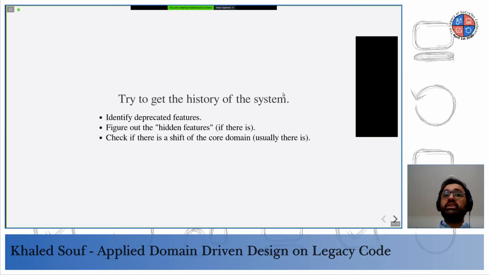And the third one is to check if there is a shift of the core domain, because usually there is. The thing is, at some point when we started working on our legacy system 10 years ago, the core domain was something, and right now maybe it has shifted. One example that I can give you is Slack. The company Slack, before, was a game development company, and they created a channel for gamers. So at some point, they made a shift of the core domain, and their core domain right now is really the tool that you are using. It's not really the game itself.